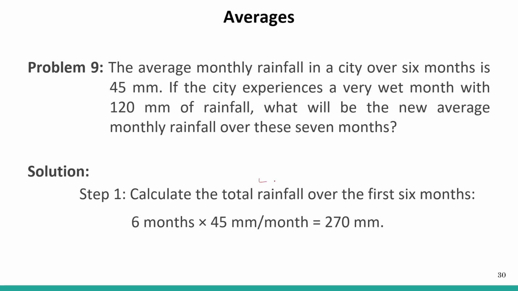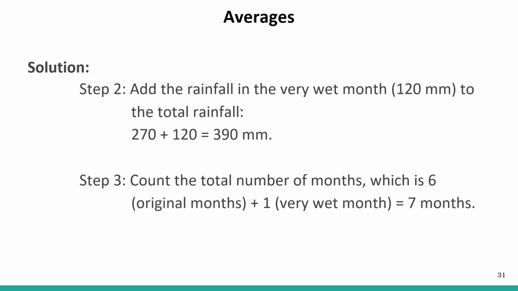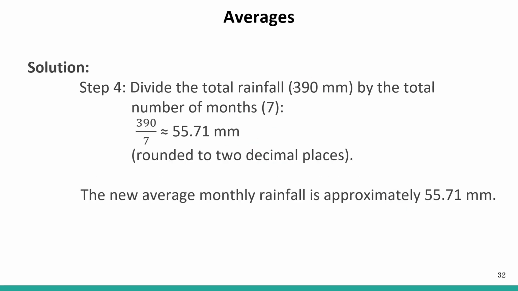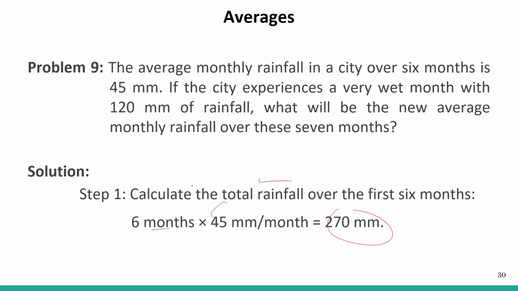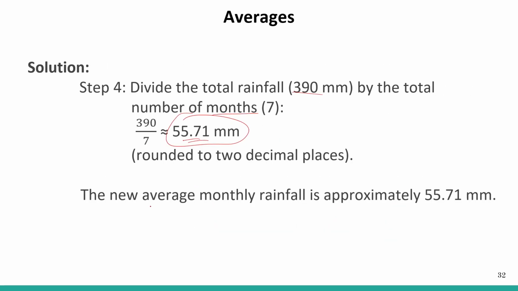So calculating the total rainfall, it will be 6 months into 45, that is equal to 270 millimeter. The additional rainfall in the wet month will be 120, so the total cumulative becomes 390 millimeter. The total number of months is 6 plus 1, equal to 7 months, right? So dividing the total rainfall by the total number of months to get the average rainfall, that is equal to 55.71 millimeter. So the new average monthly rainfall is approximately 55.7 millimeter.